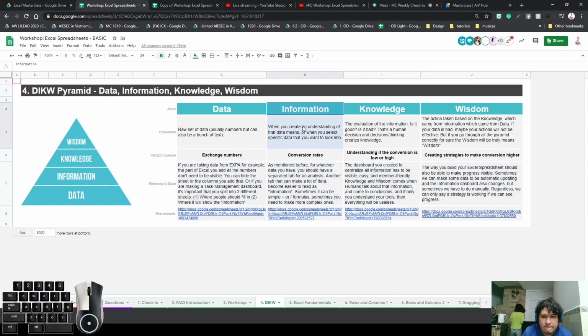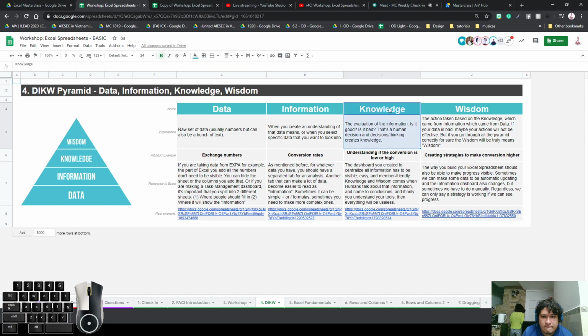Information. So if random numbers and random text is data, what is information? Information is when you take the data and you create some kind of understanding about that data. For example, conversion rates. How do you calculate the conversion rates? If you want to know approved and realized, you have your data about approved and realized, but then you divide the realizations by the approvals, and then you get the conversion rate. So as you can see, you're already doing something with the data, and that's the moment you get some information. Suddenly you understand, okay, this is the conversion rate.